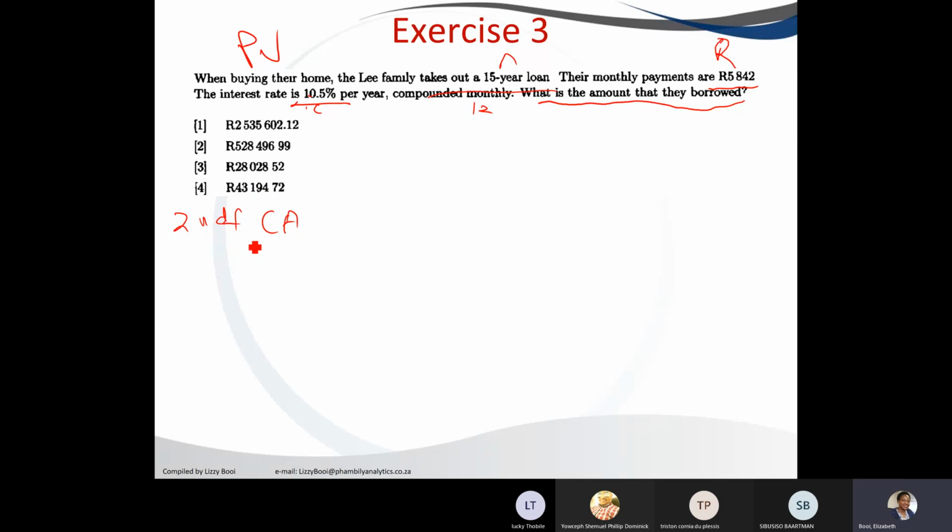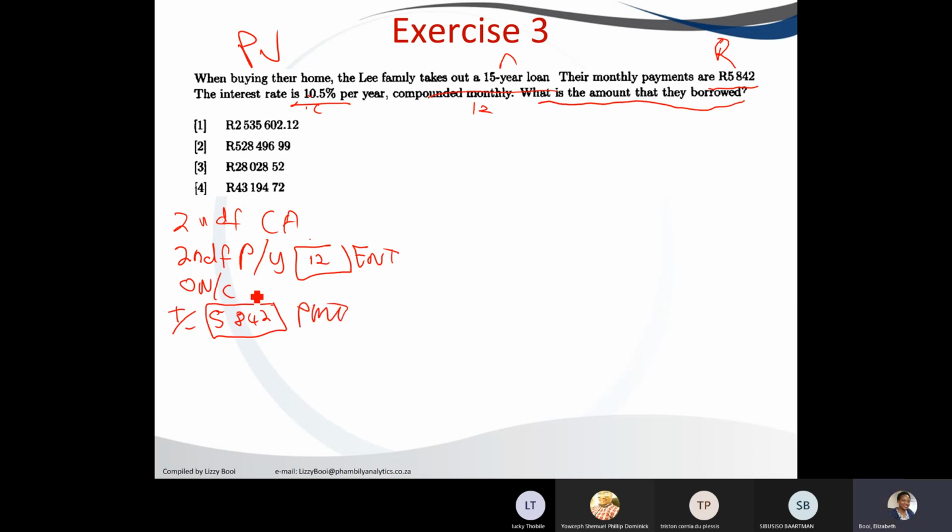Second function CA, second function P/Y, and you put in your compounding period, which is 12 months. Then you press the ENT button. You go on and off your calculator. Plus or minus our payment, which is 5,842, and this is our PMT. And we press the interest, which is 10.5, which is I/Y.